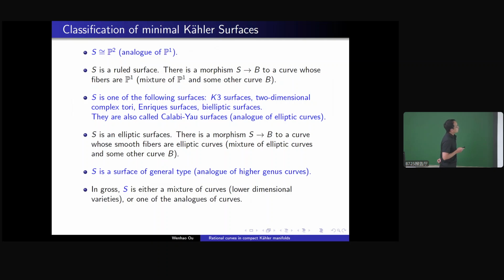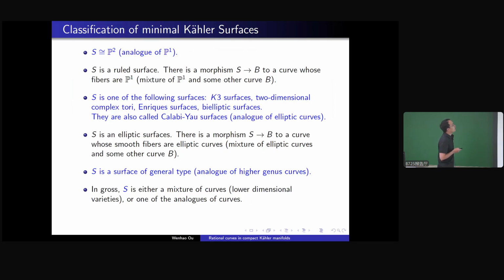So I will first explain the three classifications in blue. The first one is P2, and I said this is the analog of P1. This is easy to imagine because I just replace 1 by the dimension 2 here. So the first one is the analog of P1.